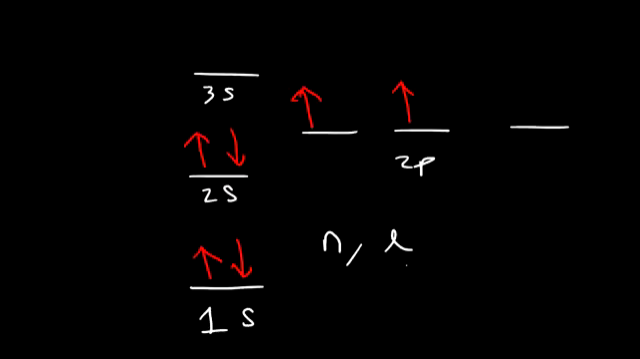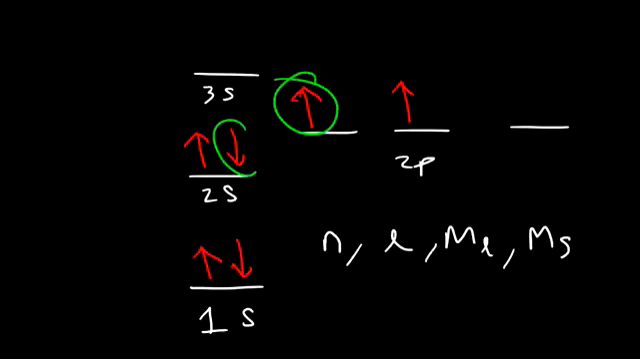which describes the shape of the orbital, like if it's s, which is spherical, or p, a dumbbell, or d, a cloverleaf shape. And then you have ml, the magnetic quantum number, which describes the orientation of the orbitals with respect to another orbital. And finally, ms, the electron spin. So for up arrows, the electron spin is plus 1/2, and for down arrows, it's negative 1/2.